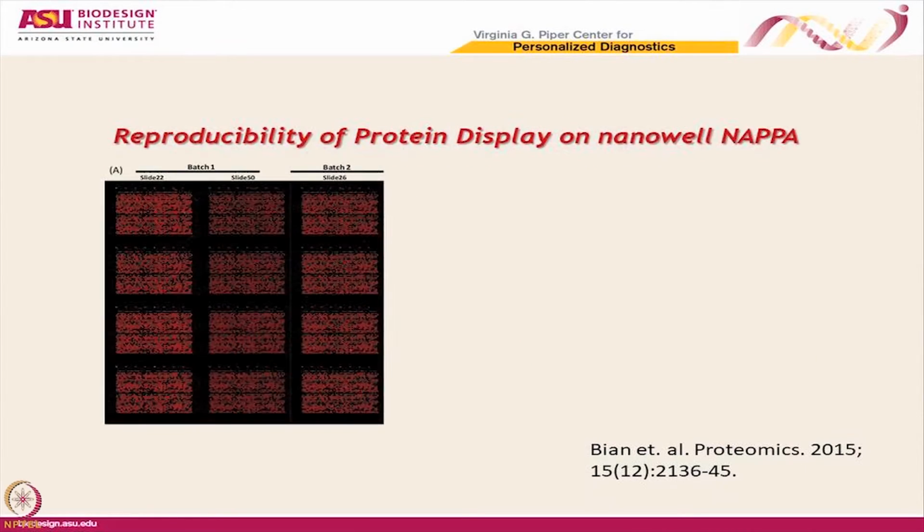detecting interactions. This is just to kind of assure you that we can print these arrays very reproducibly, because that's one of the things that you want to be able to do. So I don't know if you can see this in this light, but this is a single slide array that has 4 subarrays on it. Each of these subarrays contains 4,000 different spots. So we have 4,000, 4,000, so a total of 16,000 spots on this slide.